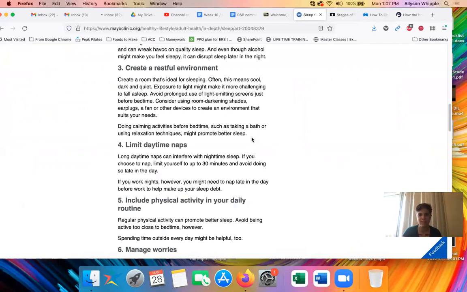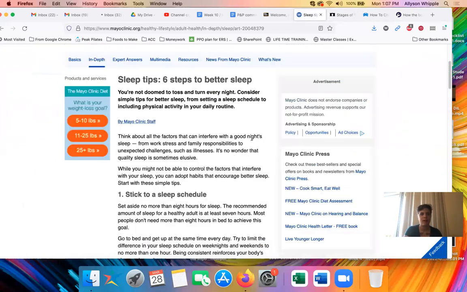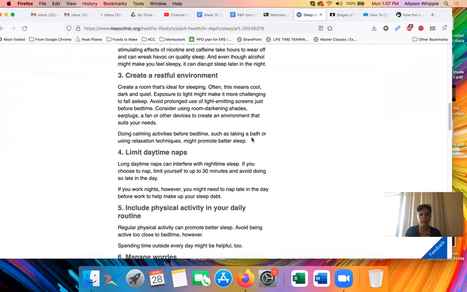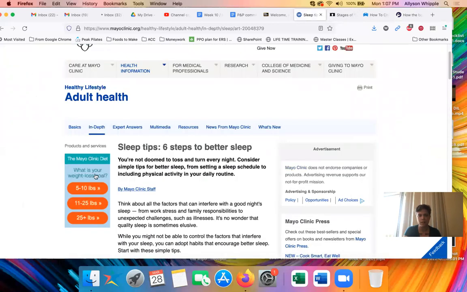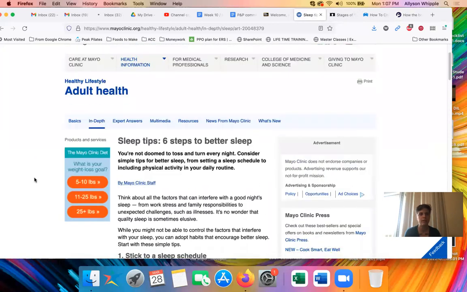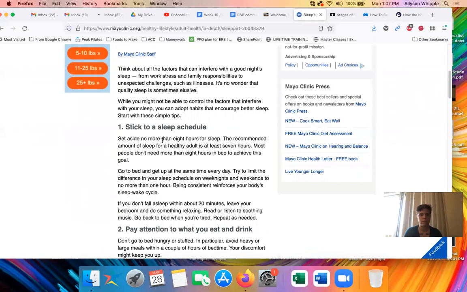Sleep tips. This is one that is important to me. There's no real pictures for this one, but not as necessary, right? And this is from the Mayo Clinic. Sleep tips: 6 steps to better sleep. 1, stick to a sleep schedule.